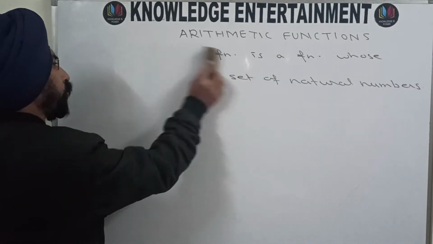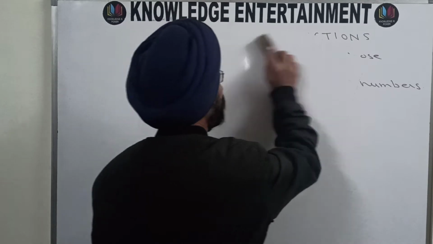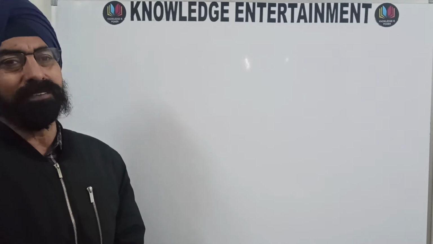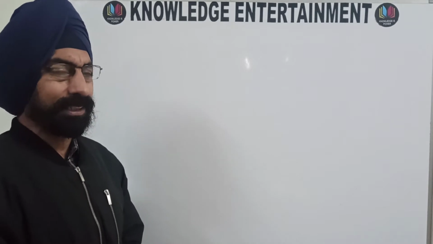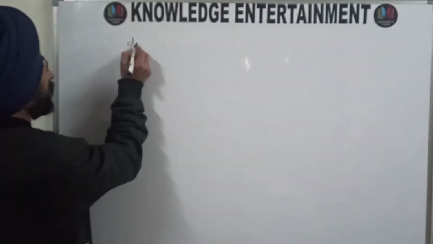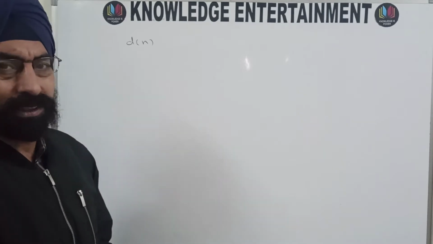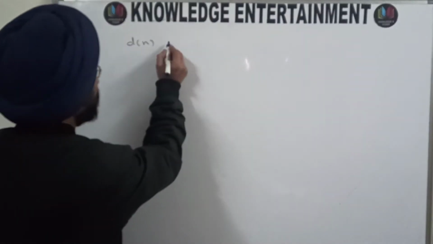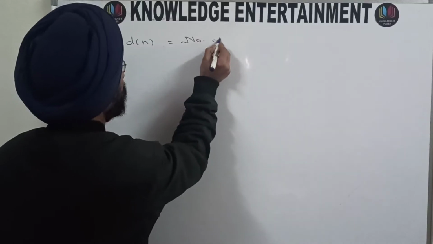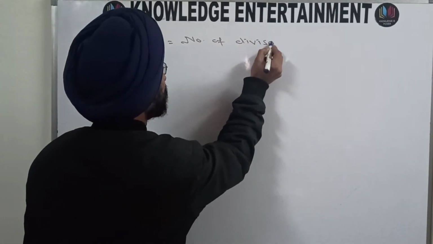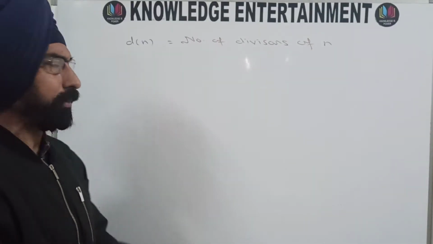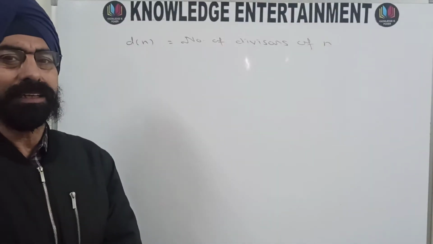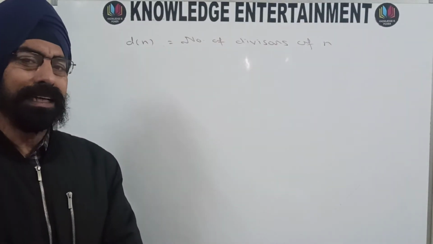So let us have some common examples then, and after giving some common examples we will move on to the brief concept and theorems related to those arithmetic functions. One of the functions is d(n), that is known as the divisor function, and d(n) means number of divisors of n, where n is definitely a natural number because we are calling this d(n) an arithmetic function. So n must be a natural number.